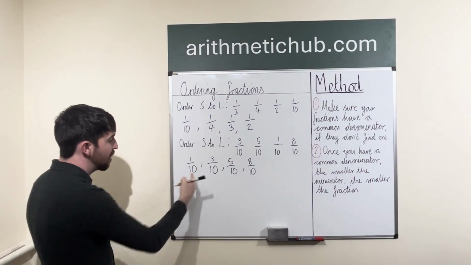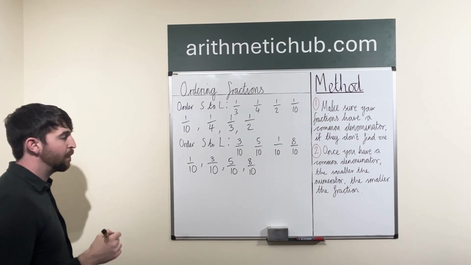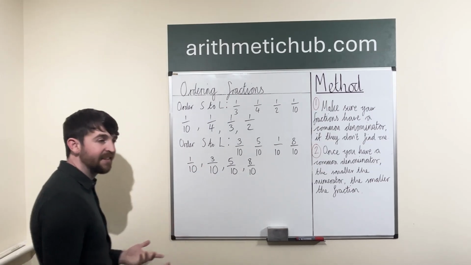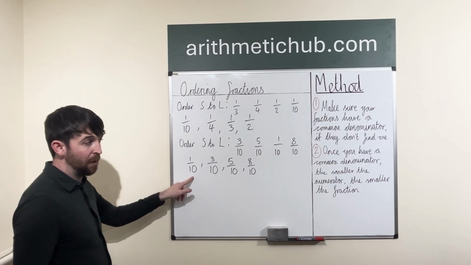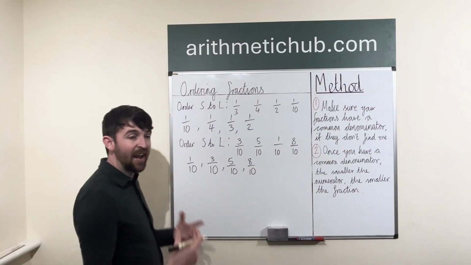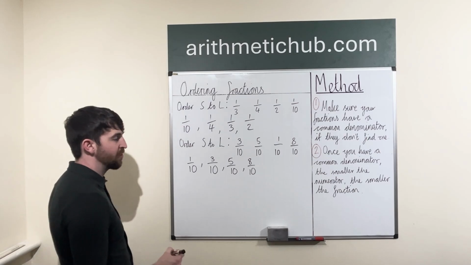Again, now I can think about it and think, does it pass the eye test? Does this make sense if I'm ordering them from smallest to largest? Is 1/10 going to be smaller than 8/10? Well, yeah, if the same whole's been split into 10 and I've got one piece, I'm going to have less than if the same whole's been split into 10 and I have 8 pieces. So yeah, it makes sense. I've ordered them from smallest to largest.